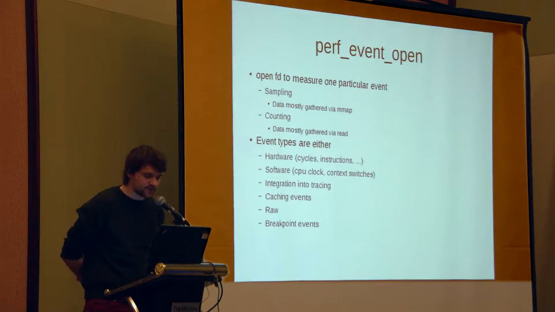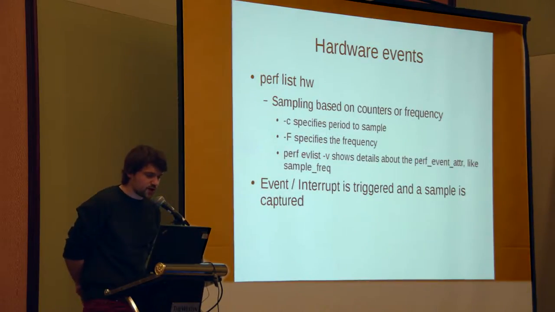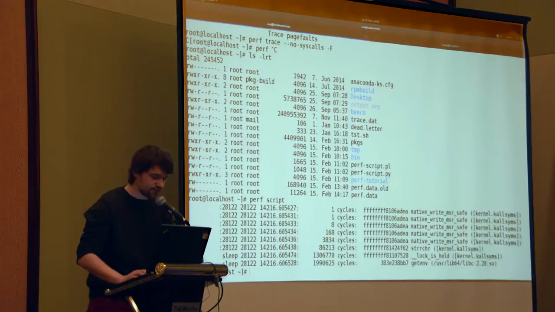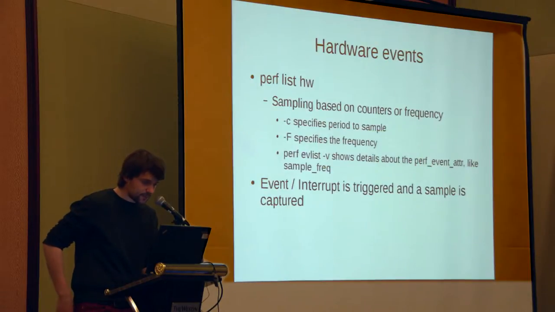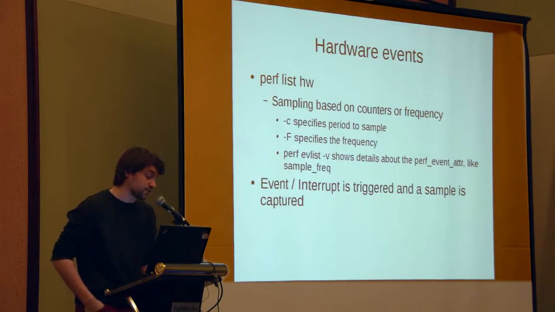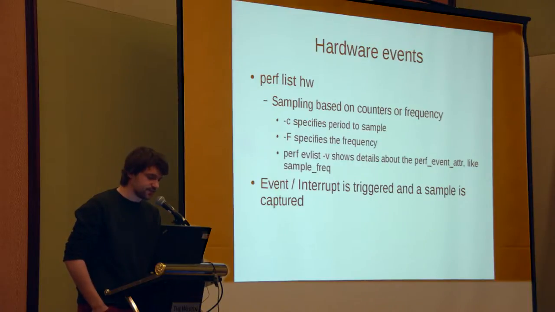As I already explained, we have quite a lot of event types which you can specify as events in perf_event_open. We will look at a few of them later on. Specifically for hardware events, you can look at perf list hw, which gives you the current list of hardware events. Dash C and dash F allow you to override the frequency and/or the sample period. And as I already said, perf list dash v shows you the perf event attributes more closely.